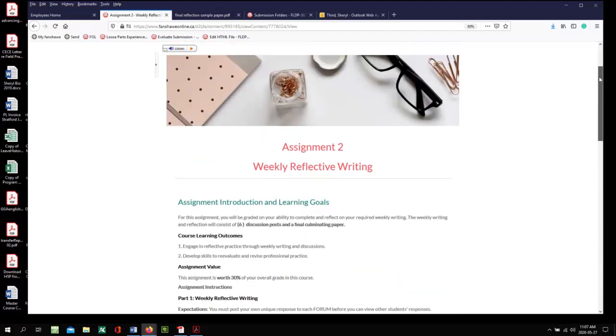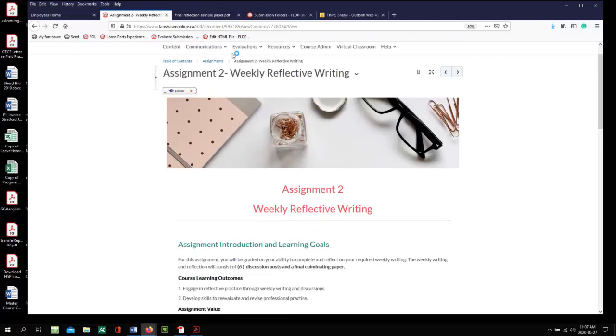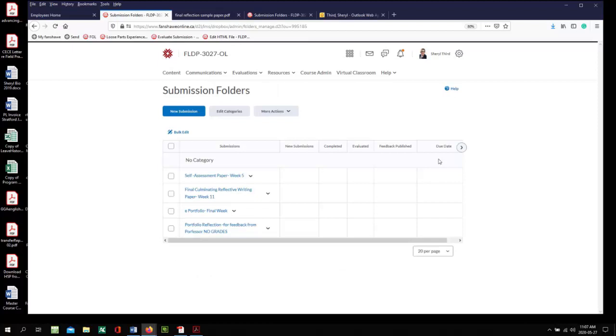If there's any discrepancy in the dates, you always check the course calendar and the submission folder. You will see an exact due date for your assignment. So those are the dates that you're going to follow. The calendar date and the submission folder due date are what you're going to follow for this assignment.